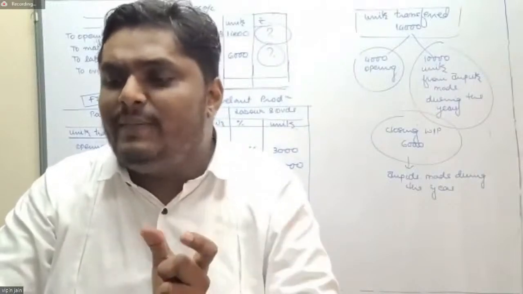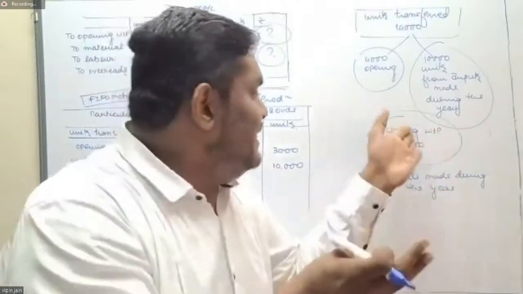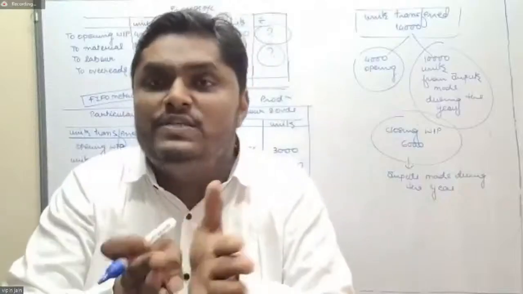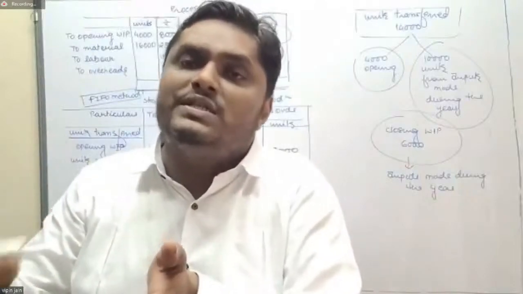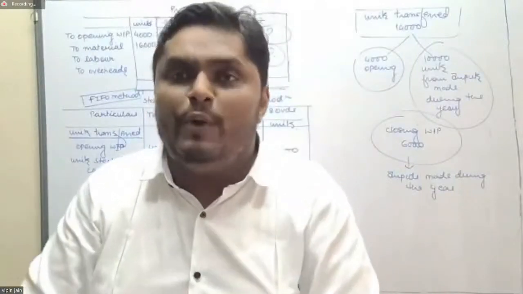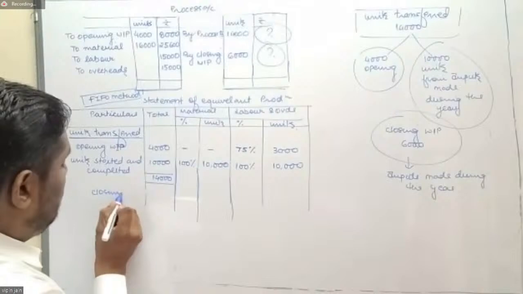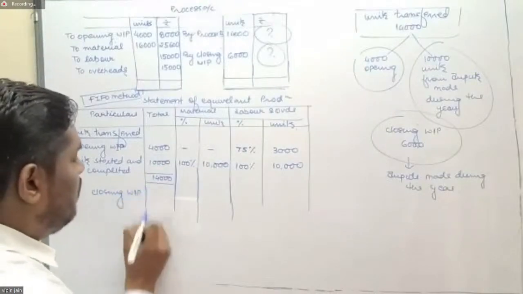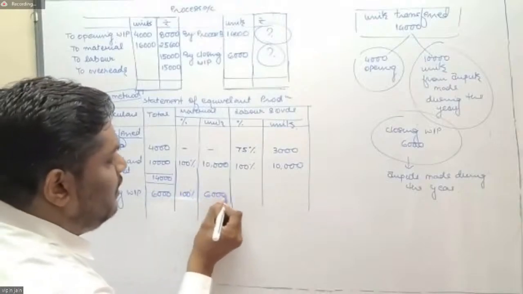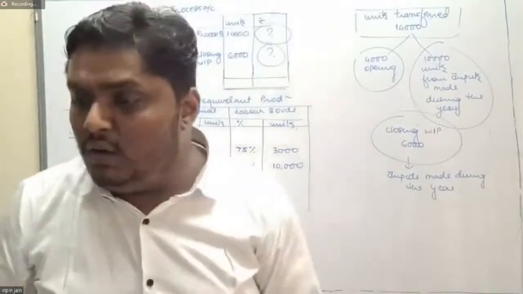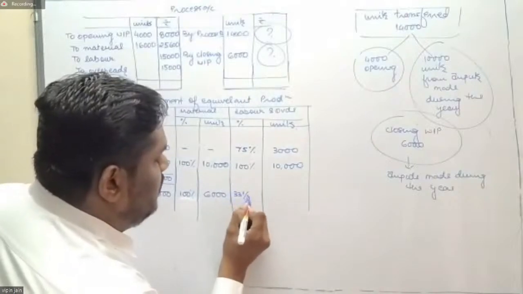The material is completed by 100% and labor is completed by 33.33%. It represents that since it is from the input made during the year, 100% material was processed in this year itself and labor and overheads are processed in this year, that is 33.33%. So 6,000 units is the closing work in progress. They were 100% processed in case of material, and in case of labor and overheads, they were processed by 33.33%. So 33 into 1.